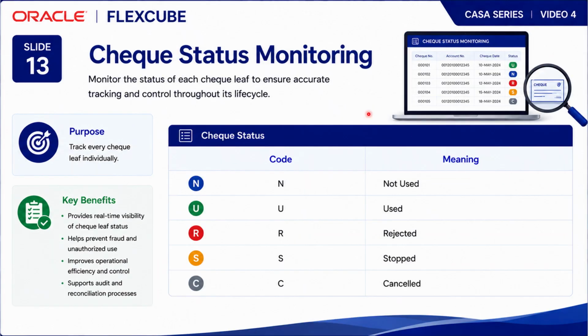Check status monitoring. Every check leaf issued by the bank maintains its own lifecycle status. Oracle FLEXCUBE tracks these using predefined status codes. N represents not used. U represents used. R represents rejected. S represents stopped. C represents canceled. Maintaining these statuses enables complete operational tracking, auditability, and fraud prevention.